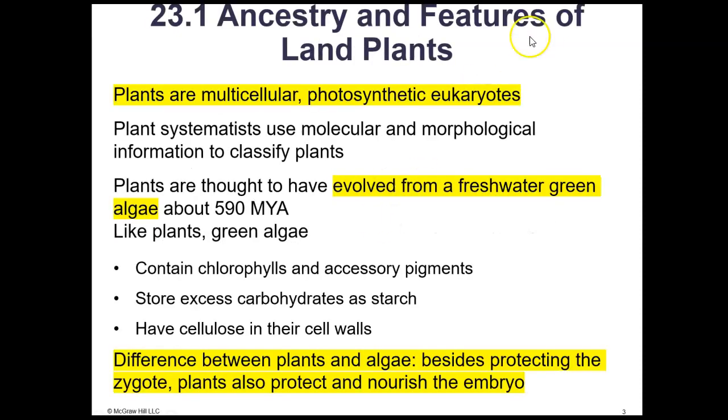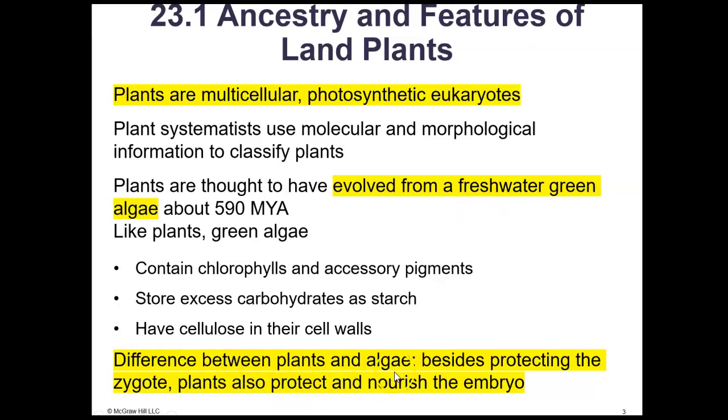All right, so the characteristics that are common to all plants, all members of the Kingdom Plantae, are that they are multicellular, photosynthetic, and they have eukaryotic cells. All their cells have a nucleus and membrane-bound organelles. And so that means, of course, that they are members of the domain Eukarya. As far as the evolutionary history, the evidence shows that current plants evolved from a freshwater green alga.